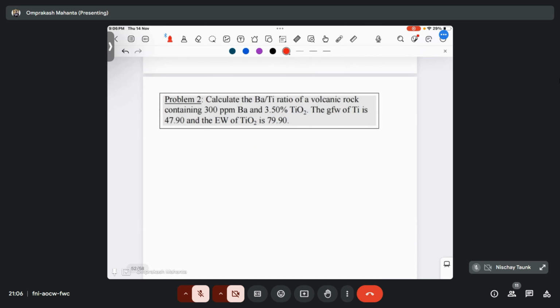The next one: calculate the Ba by Ti ratio of a volcanic rock containing 300 ppm of Ba.